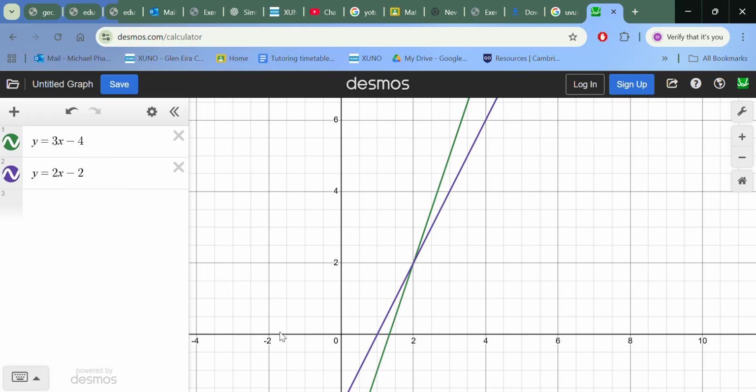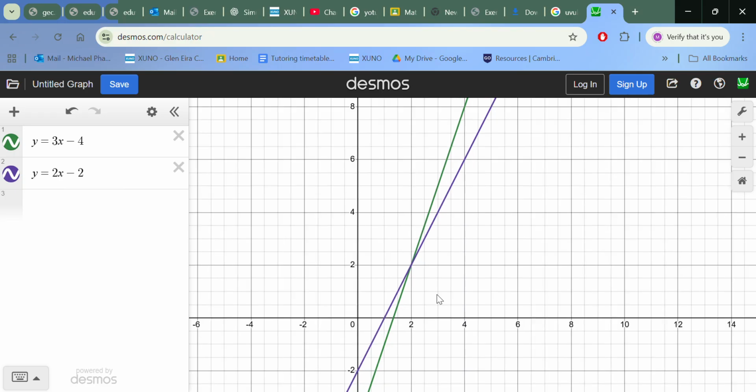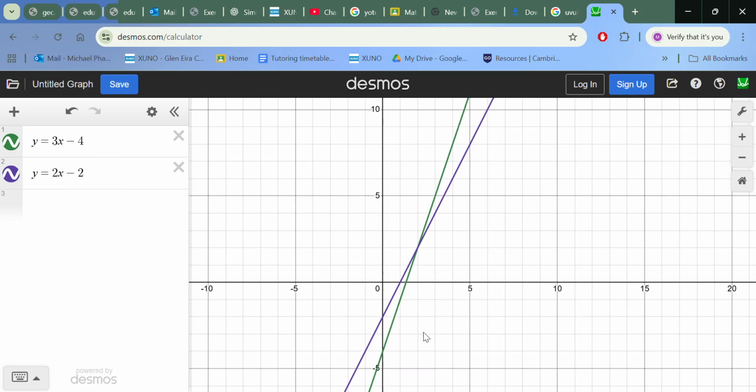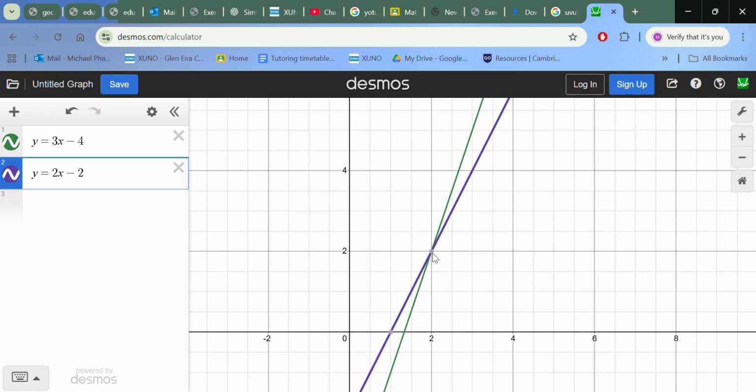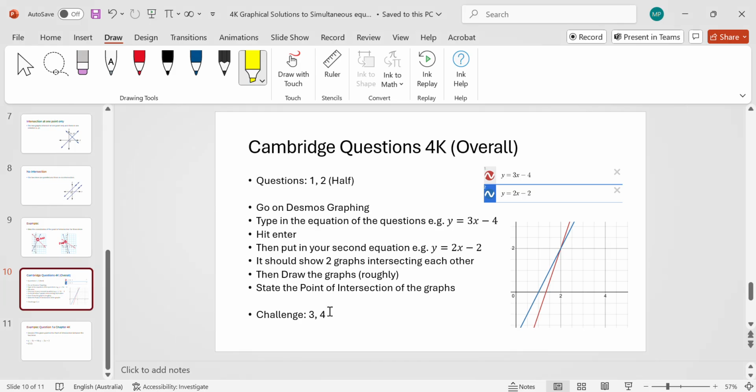Just draw something like this. Draw the axis similar like this. Just do a rough sketch, okay? Just have something like that done. Or if you really wanted to, draw a proper graph for each of them in your books. And then just know that the intersection point is at 2 and 2.